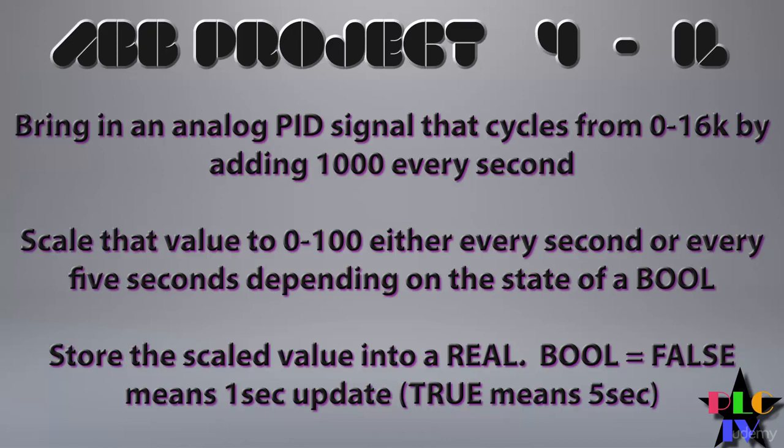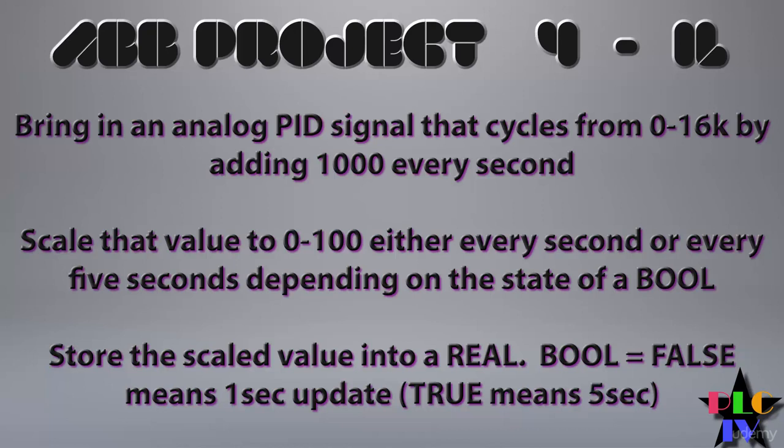But what's going to be different is we're going to update the scaled value depending on the status of a bool. So we're going to have a switch. This is going to be our bool, and that's going to toggle between 1 and 5 seconds. And if we actually have this switch de-energized, then we're going to scale our value, and we're going to update the scaling every 1 second. If we have our test bool closed, and therefore true, then we want to update our scaling every 5 seconds. So every 1 second or every 5 seconds.